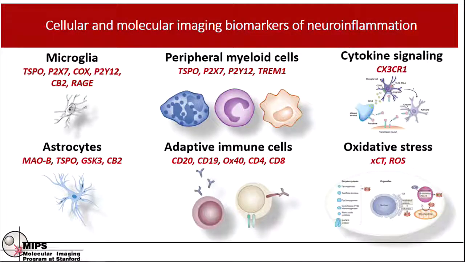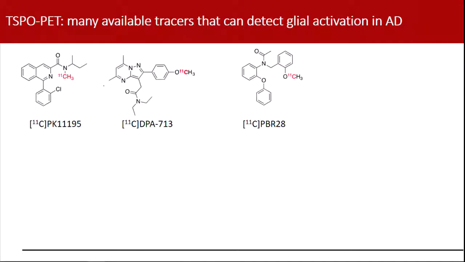So I'll jump in now to just some of the TSPO tracers. I won't spend too long because Michael already went over a lot of these. But I do want to mention that there are a lot of TSPO tracers, and TSPO is a translocator protein. It is by far the most widely evaluated or studied imaging biomarker for looking at neuroinflammation.